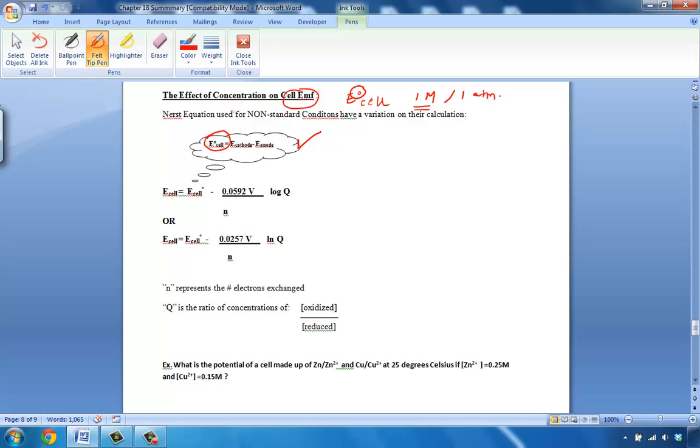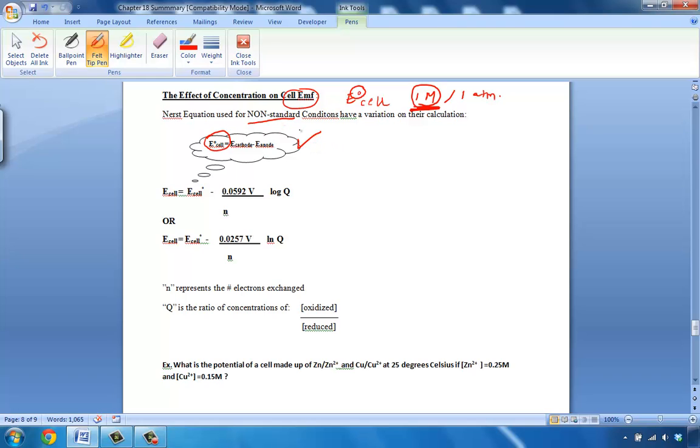However, when you are operating under non-standard conditions, and therefore you have likely strayed from this 1 molar concentration, you cannot just use this simple equation to take the difference, because there is going to be some variation in your E value of the cell due to this difference in concentration. So how does concentration affect it? It will slightly increase or decrease your value, and by slightly we mean just maybe a tenth or a few tenths of a volt, but it is still going to be different.